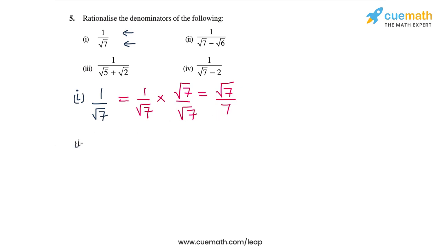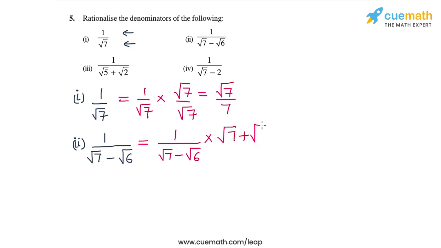Now let's go to part 2. In part 2 we have 1 by root 7 minus root 6. So we will multiply both the numerator as well as the denominator by root 7 plus root 6. So we will get 1 by root 7 minus root 6 into root 7 plus root 6 by root 7 plus root 6. So in the product we will get root 7 plus root 6 in the numerator. What will we get in the denominator? Well, in the denominator we'll get root 7 minus root 6 times root 7 plus root 6.